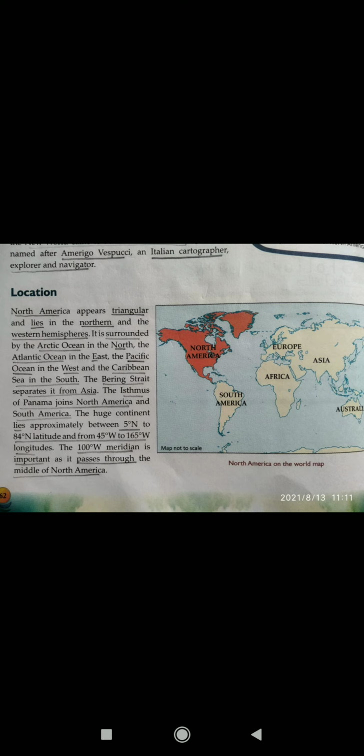And it is separated from Asia by the Bering Strait. And the Isthmus of Panama joins North America and South America. So it lies between 5 degrees north to 84 degrees north latitude and 45 degrees west to 165 degrees west longitudes. And the 100-degree west meridian is important as it passes through the middle of North America. So this is how it takes the shape of a triangle.